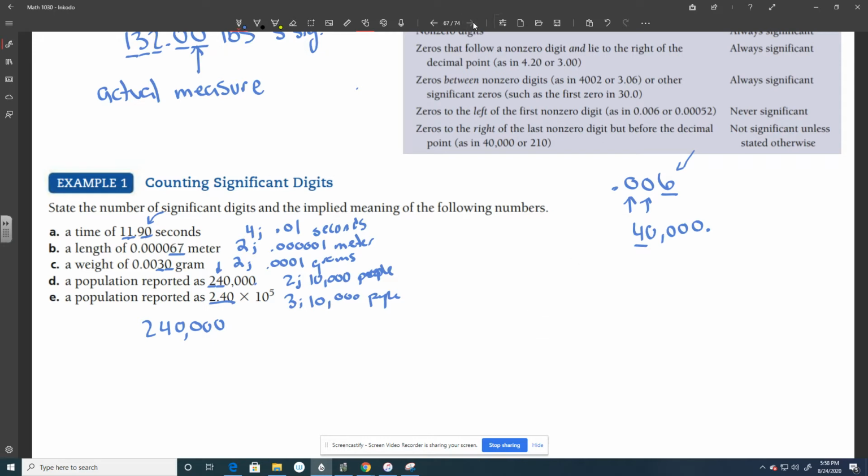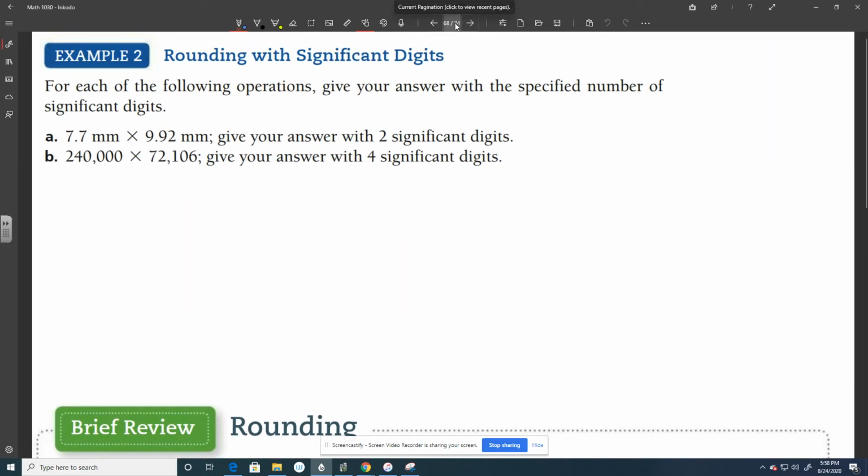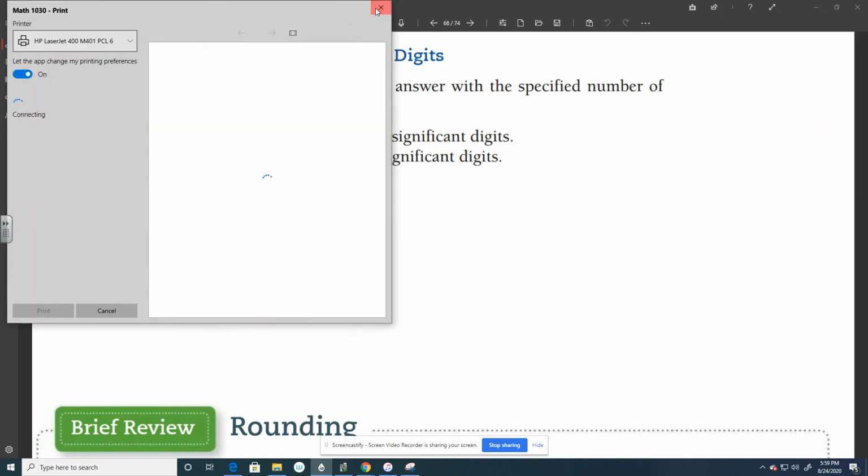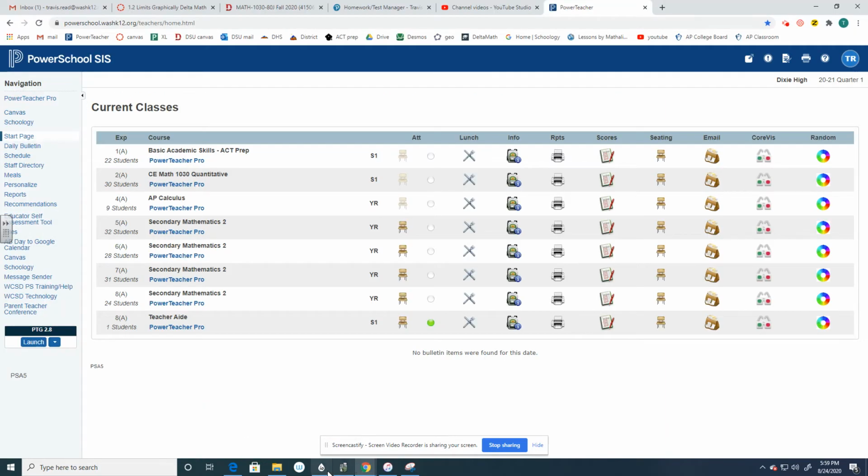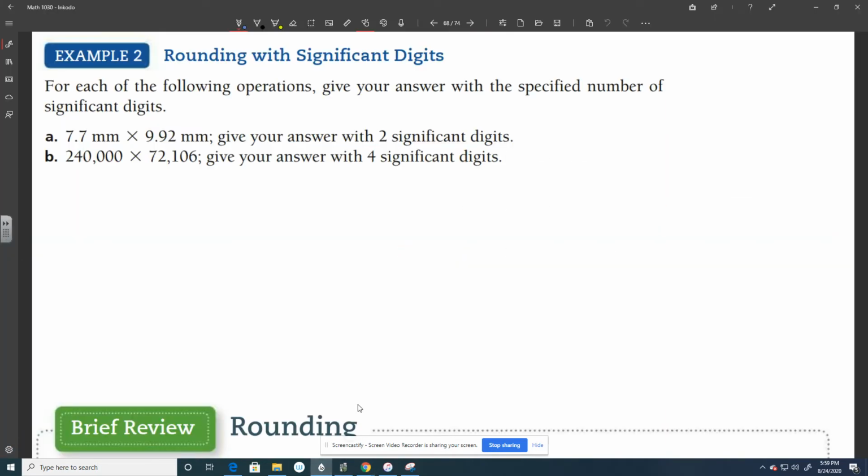Let's look at a couple other examples here. Example 2, for each of the following operations, give your answer with the specified number of significant digits. So with this problem here, we need to be a little bit careful. Sorry to get interrupted there. It wants us to perform the operation and then round as it states.